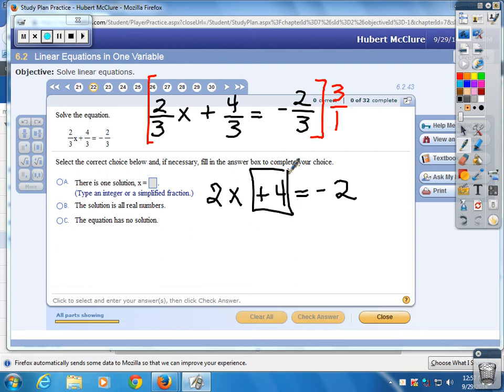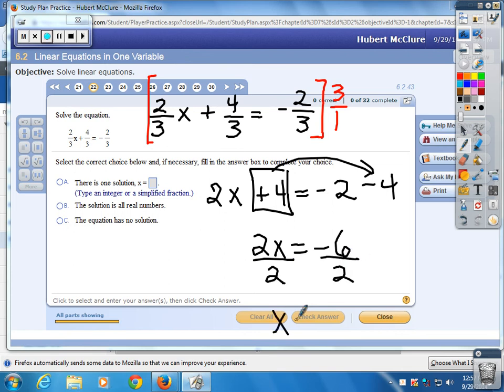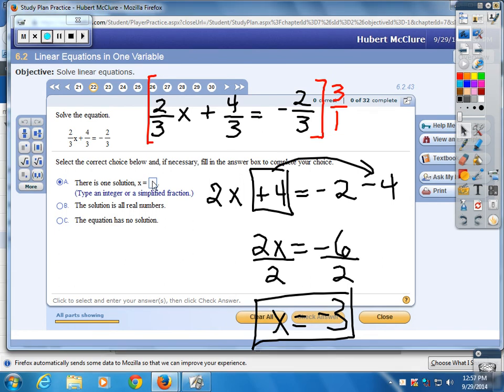What do you do with that positive 4? Take it across the river. It becomes a negative 4. 2x is equal to negative 6. And divide by 2, what do you get? X is equal to negative 3. So you type in negative 3 right there. And you feel good about yourself.